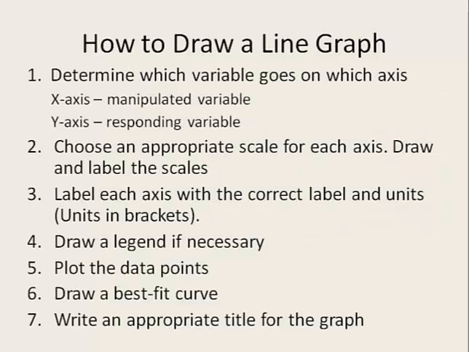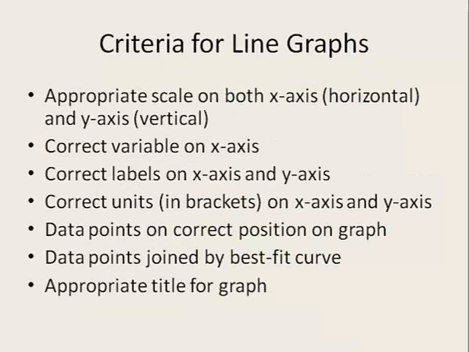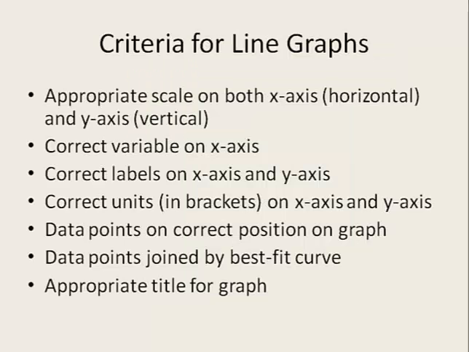So here are the steps on drawing a line graph. The first step is to determine which variable goes on which axis. The manipulated variable always goes on the x-axis, and the responding variable always goes on the y-axis. So our x-axis is our horizontal axis. That's going to be our manipulated variable. Our responding variable is going to go on our y-axis or vertical axis.